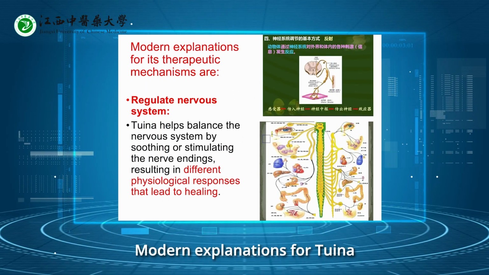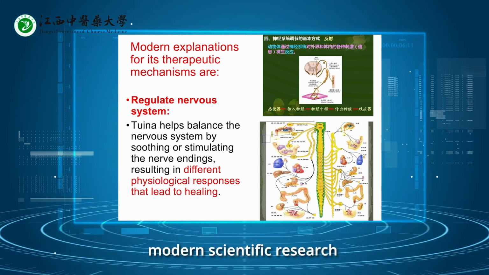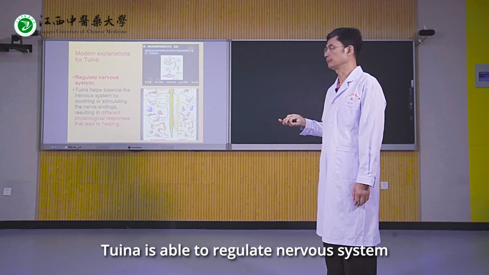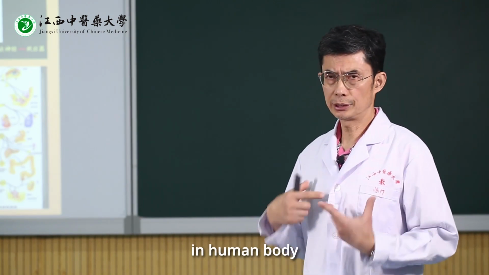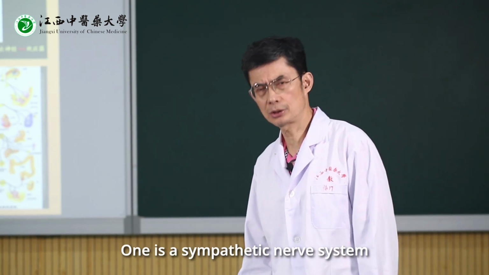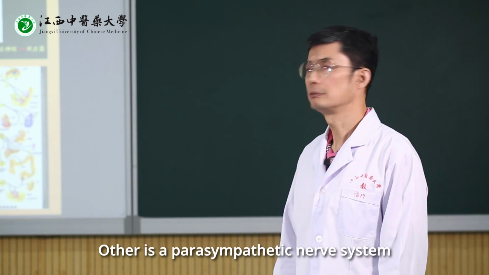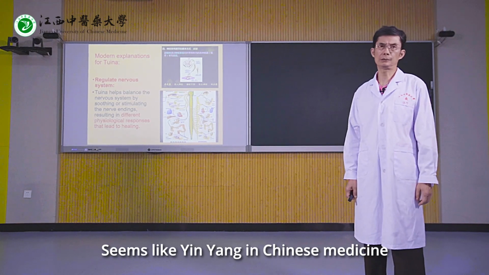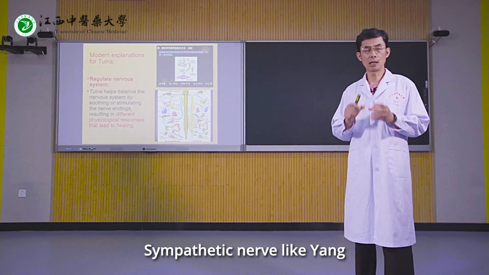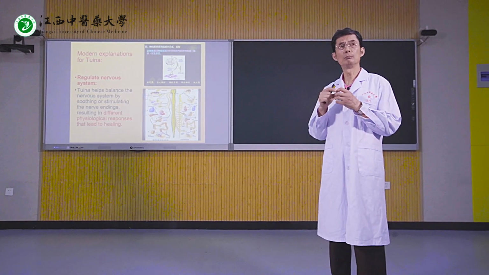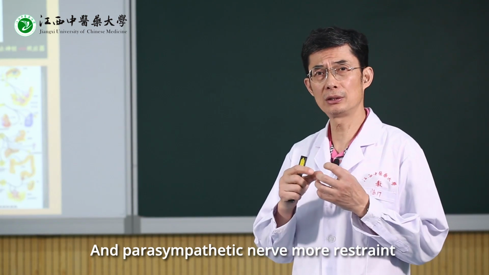Modern explanations for tuna. So how does modern scientific research show the action of tuna? First of all, tuna is able to regulate the nervous system. We know that in the human body, the nervous system is mainly divided into 2 aspects. One is the sympathetic nervous system, the other is the parasympathetic nervous system. These 2 systems seem like yin-yang in Chinese medicine. Sympathetic nerve is like yang, parasympathetic nerve is like yin. Yang means the sympathetic nervous system is more active, more excited, and the parasympathetic nerve is more restrained.